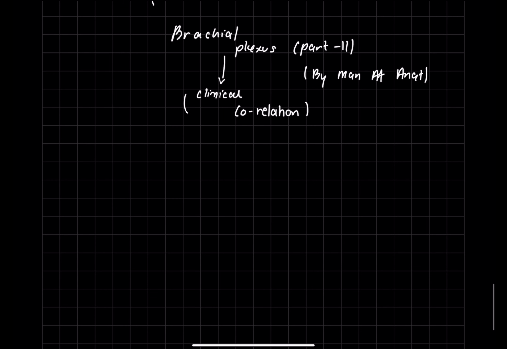Before starting the clinical correlation of the brachial plexus, let me quickly give you a revision of just one point, the UBS point, because it is going to help you in the upcoming points. What was the UBS point? It is a point in the upper trunk where 6 nerves meet. Now, what were these 6 nerves?